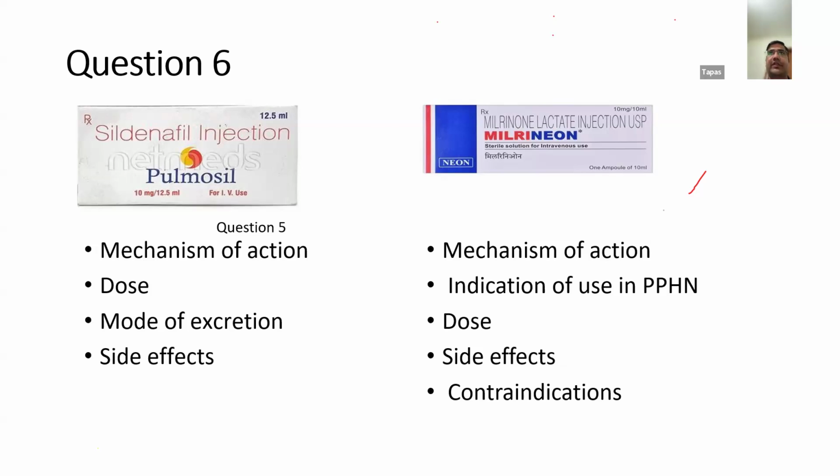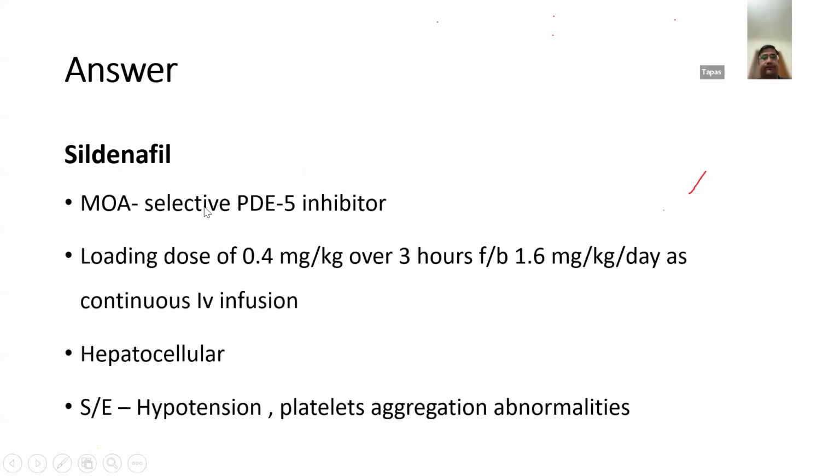Sildenafil, as you all correctly said, is basically a phosphodiesterase 5 inhibitor. We give a loading dose of 0.4 mg, sometimes we can avoid it because of the risk of hypotension, when it is given as a continuous IV infusion at a dose of 1.6 mg per kg per day. The mode of excretion is hepatocellular and the important side effects are hypotension, and it can also cause platelet aggregation abnormalities.